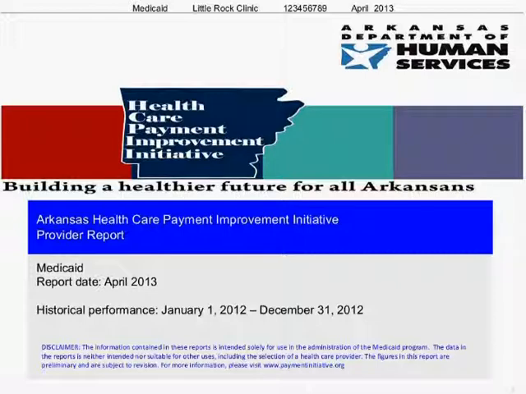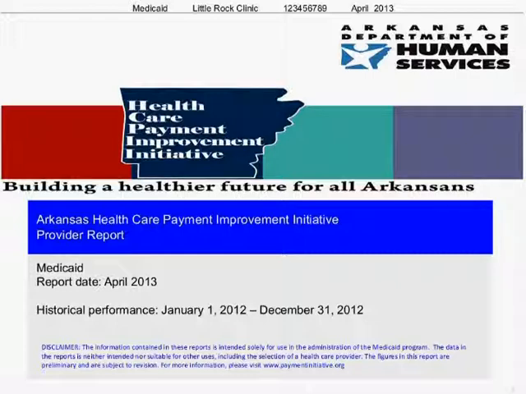Let's look at the first page of the report. The first page of the report will give you the date of the report and the date range of the data included in the report. It will also tell you if this is a historical report or an actual performance report.